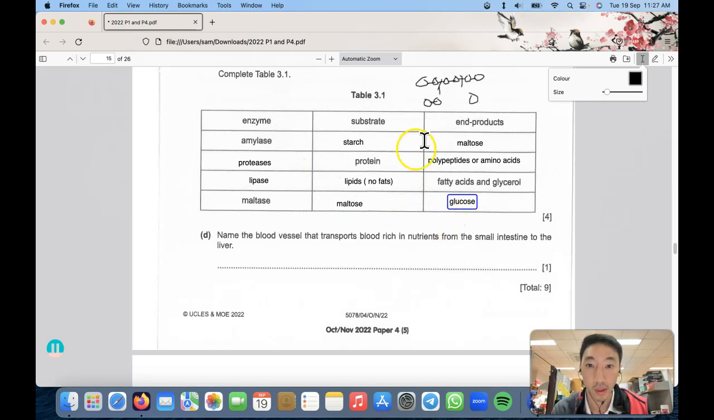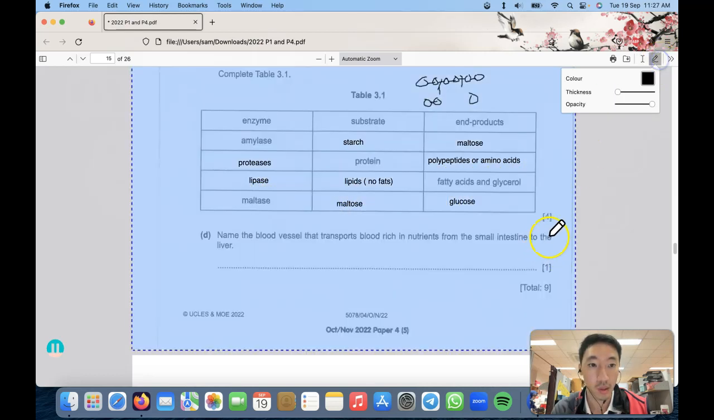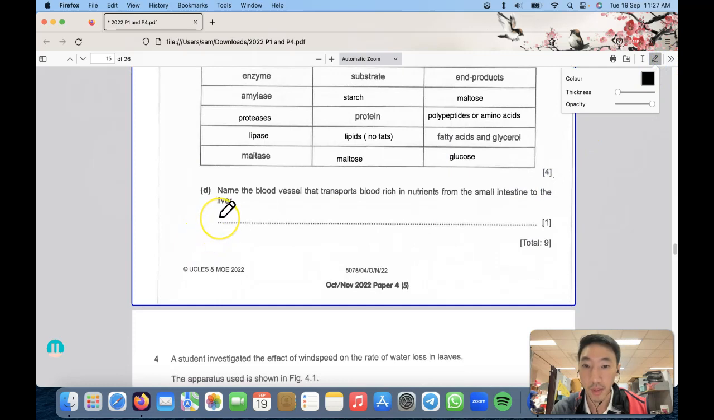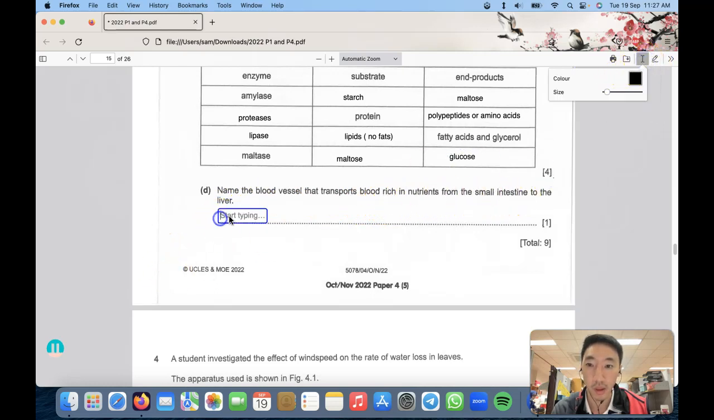Okay, so always check, right? Amylase breaks down starch into maltose. Proteases break down proteins into polypeptides and amino acids. Lipase breaks down lipids into fatty acids and glycerol. Maltase breaks down maltose into glucose. Yep, that's right. Now name the blood vessel that transports blood rich in nutrients from the small intestine to the liver. That will be the hepatic portal vein.